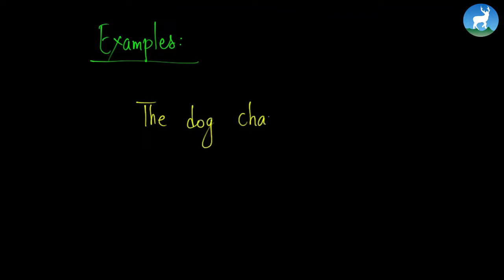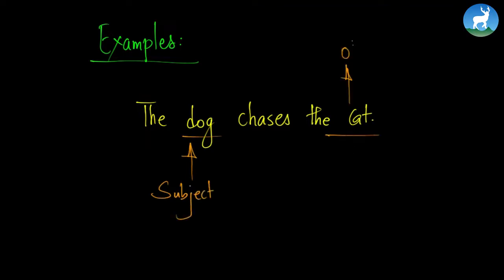Let me give you some examples. The dog chases the cat. So this is the sentence, right? Now, what is the dog? It is a subject. Correct? What is the cat? It is the object, right? So where's the verb? The verb is here. Is it a singular verb or a plural verb? Since it ends on s, we call it a singular verb.